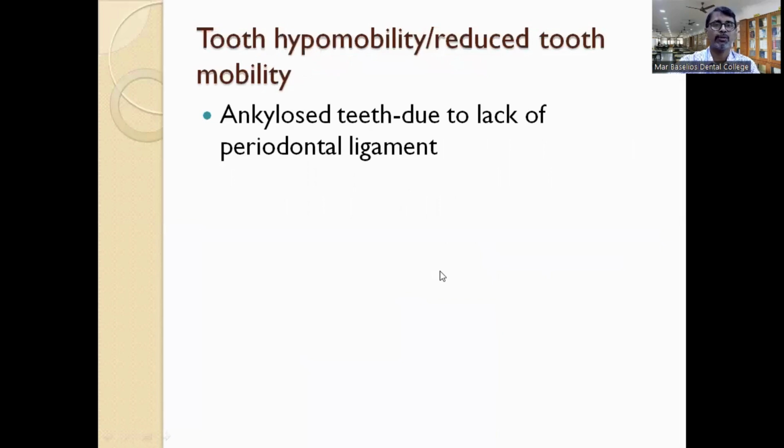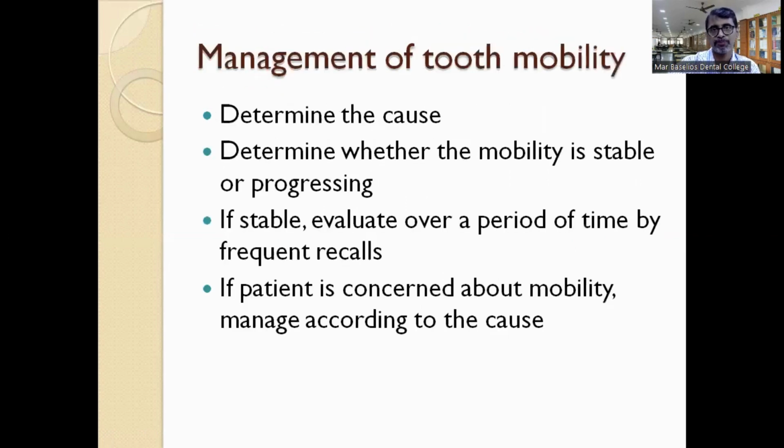Now, in this context, you have to be aware of a condition, that is tooth hypomobility or reduced tooth mobility. Even the physiologic tooth mobility can be absent in a tooth. This occurs in cases of ankylosis, where there is lack of periodontal ligament and the tooth is directly attached to the bone. So in ankylosed teeth, the tooth mobility will be even less than the normal physiologic tooth mobility. Now, coming to the management of tooth mobility.